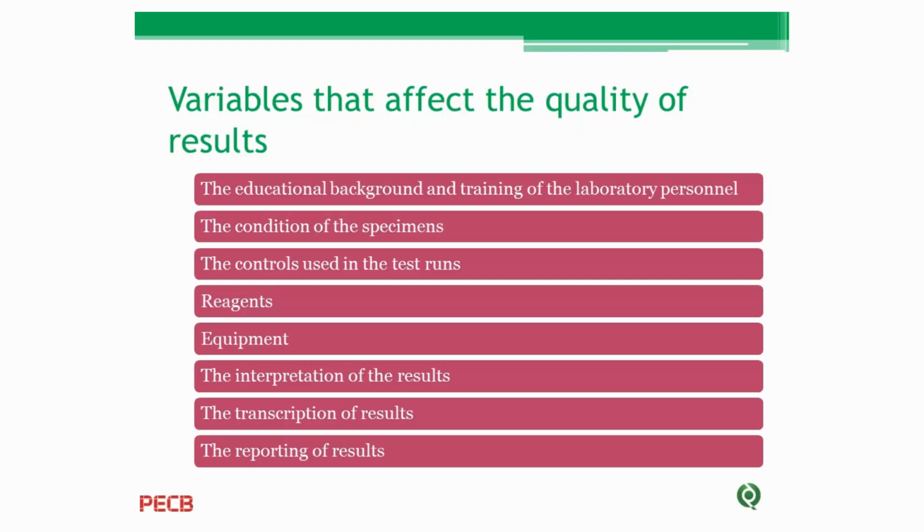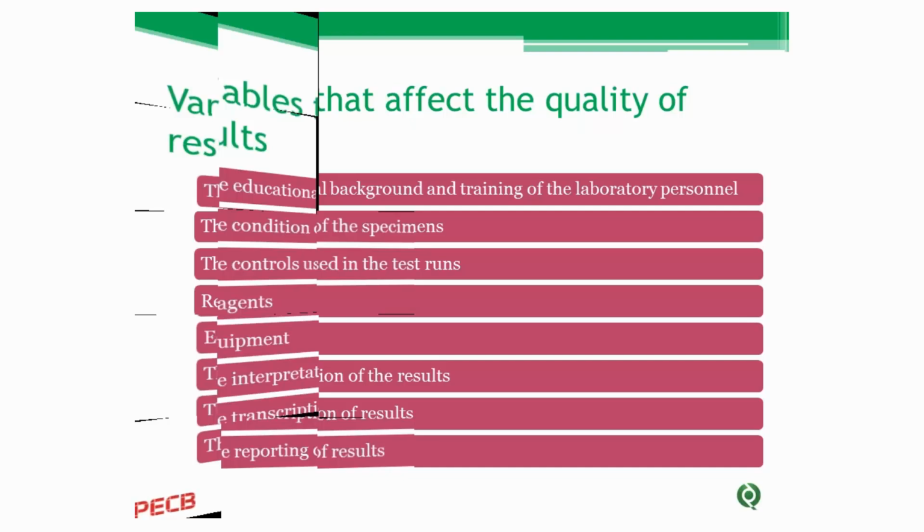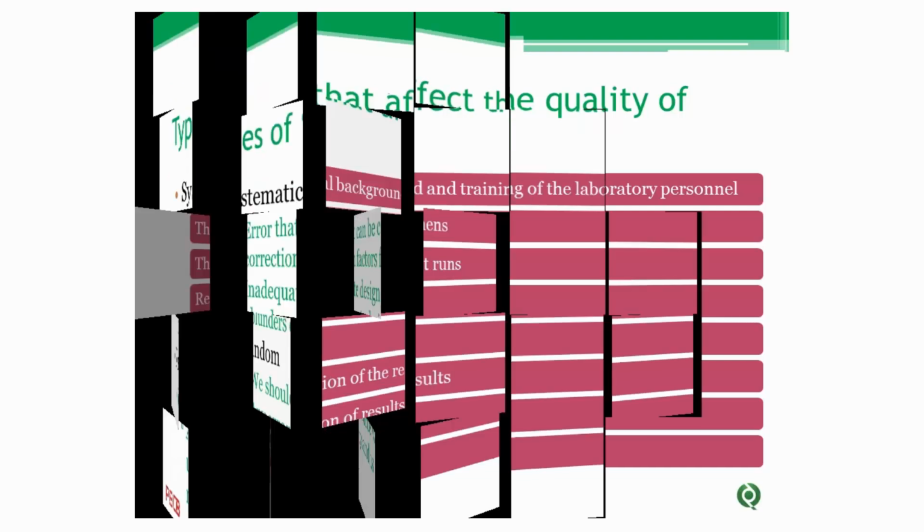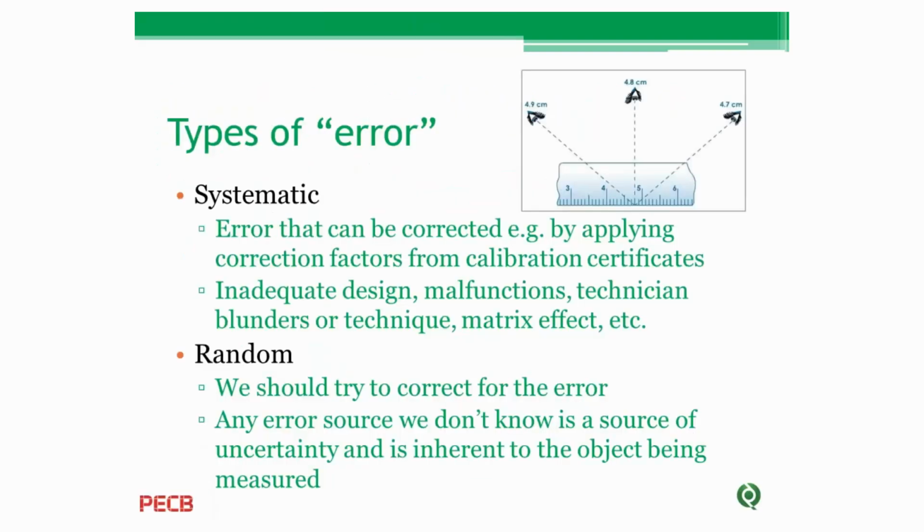Interpretation of the results, sometimes, or the transcription of the results, reporting of the results. These things might happen when we have a calculation error in a laboratory. We have a software program, some error exists in such program, so it might affect the quality of our test results.